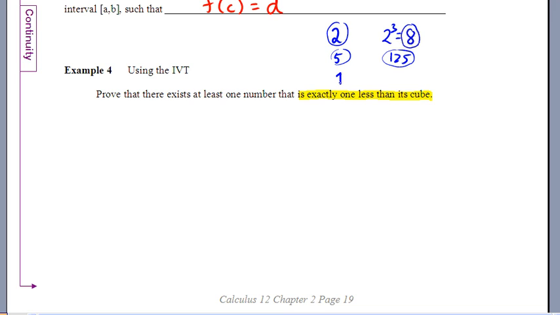Maybe it's 1. And you can spend all day trying to find this answer, right? Well, 1 cubed is 1. Is 1 1 less than 1? No, 1 actually equals 1. So I haven't found any answers yet, right? But I don't have to. It just says prove that it exists, that it's out there. So I might do my proof like this. I might say, well, let's say there is a number, and let's just call it x.